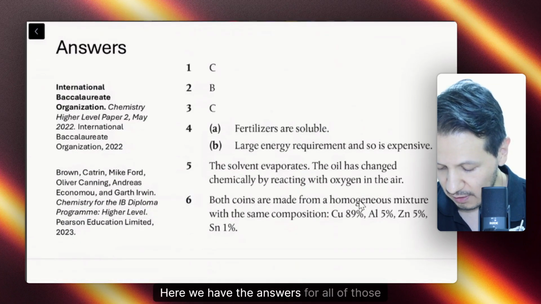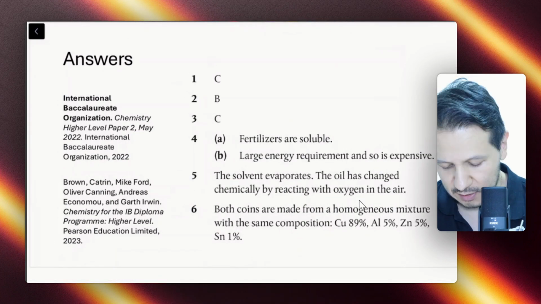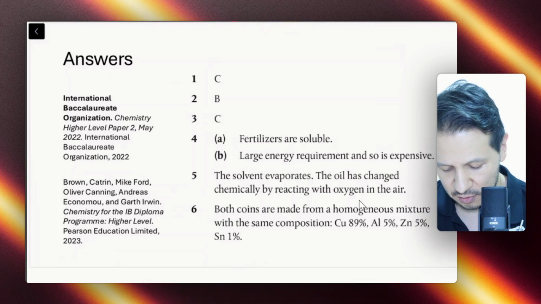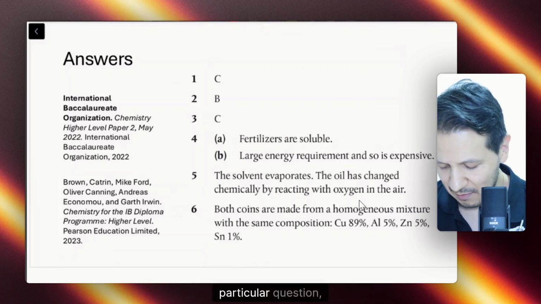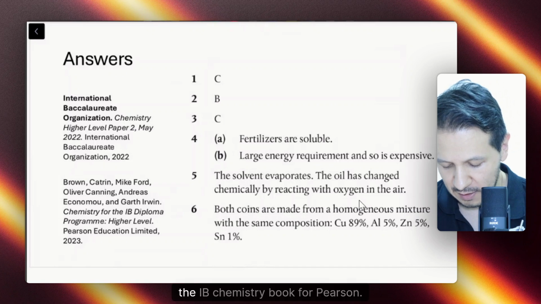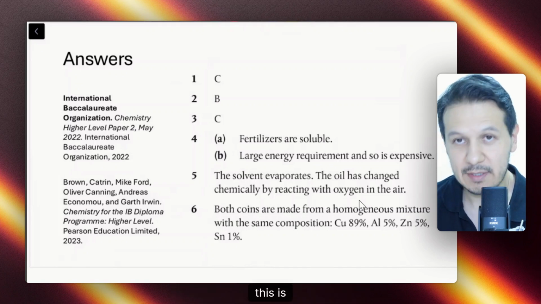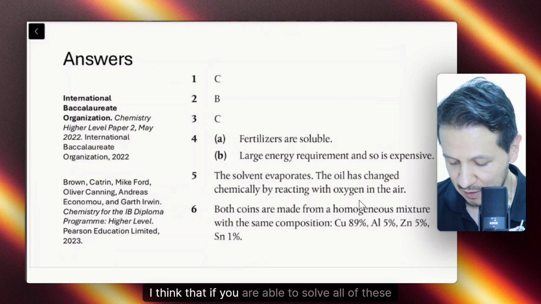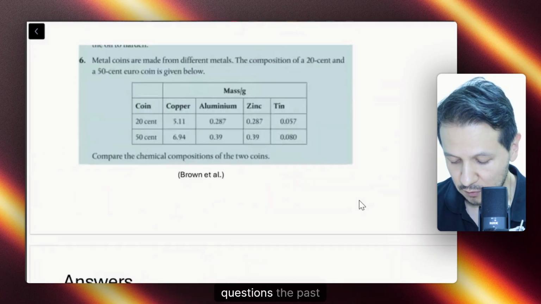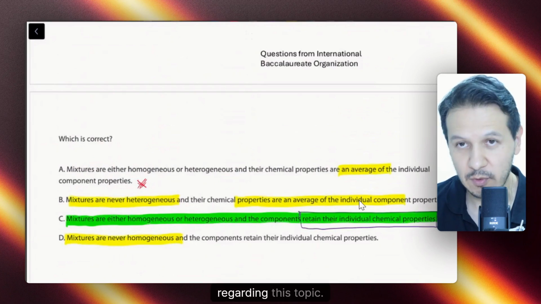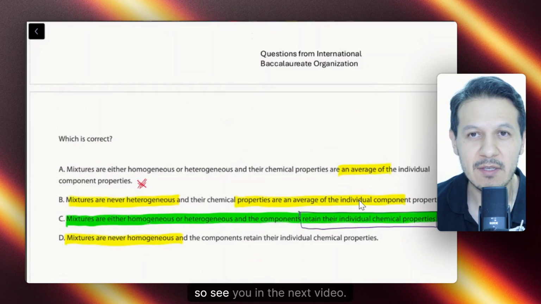Here we have the answers for all of those questions. The questions are taken from the International Baccalaureate, from the IB chemistry book by Pearson. Okay, guys, this is everything. I think that if you are able to solve all of these past paper questions, you are good to go regarding this topic. Okay, so see you in the next video.